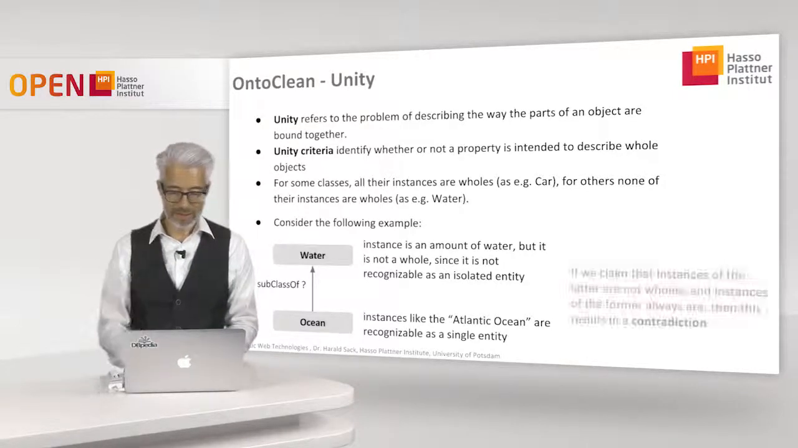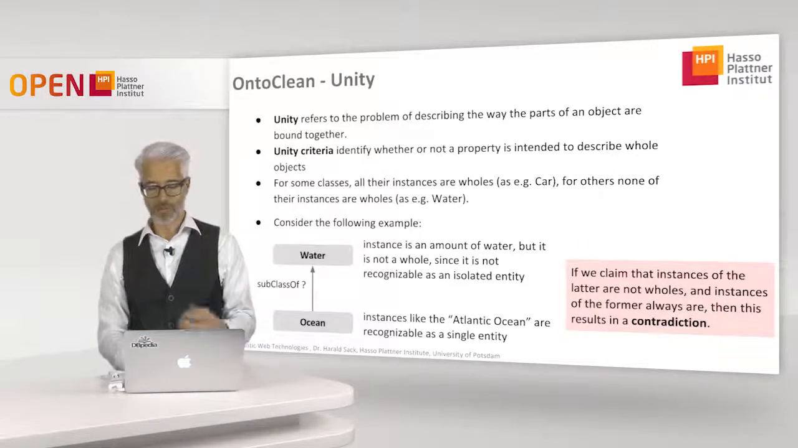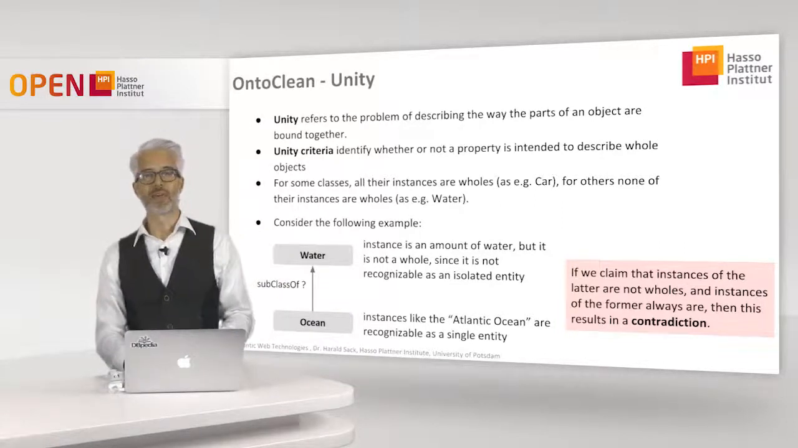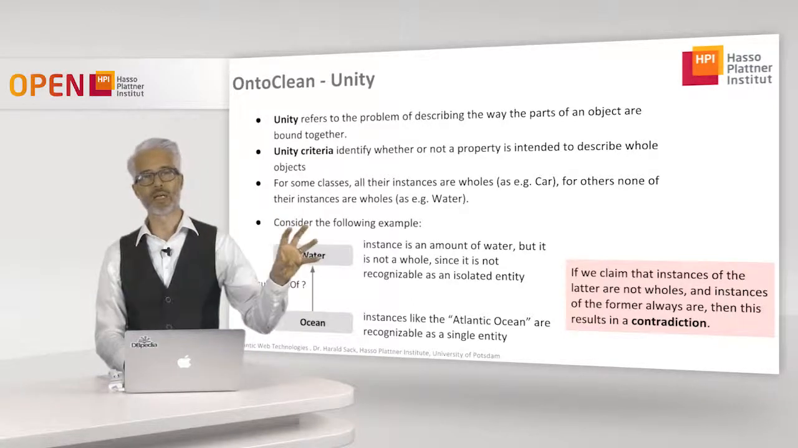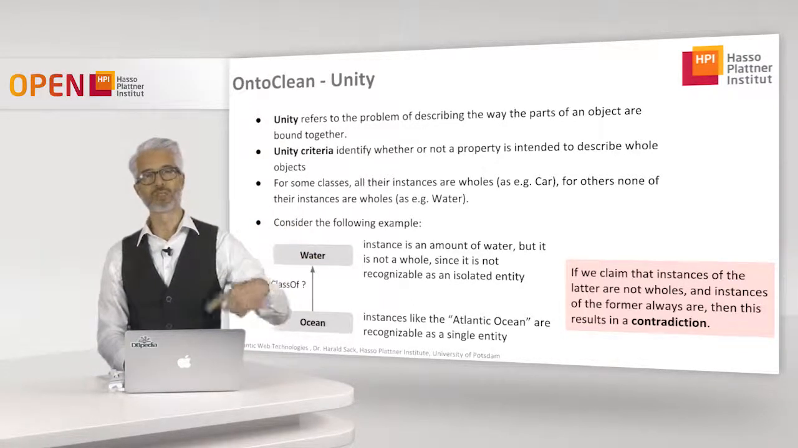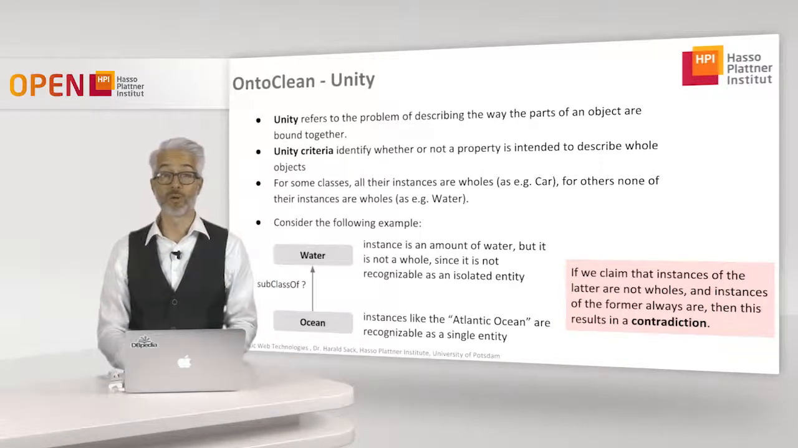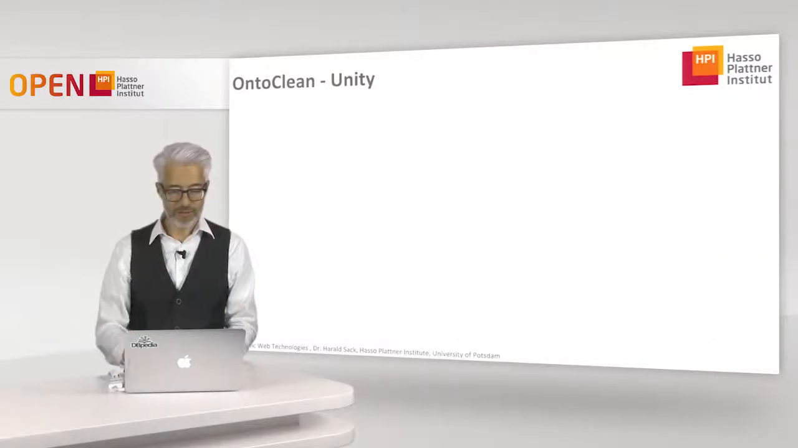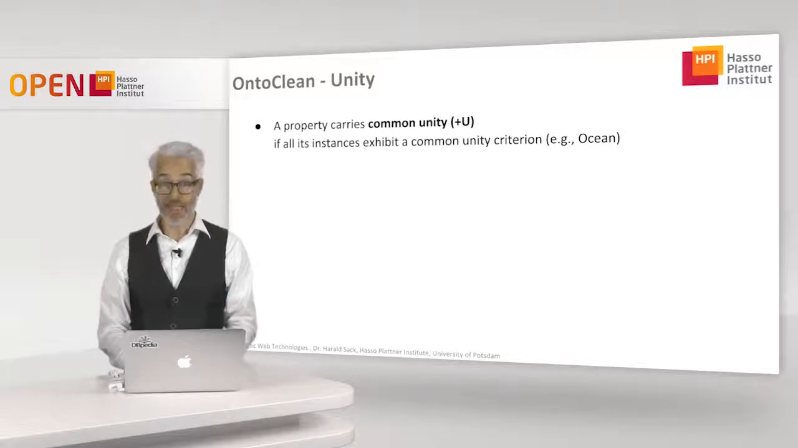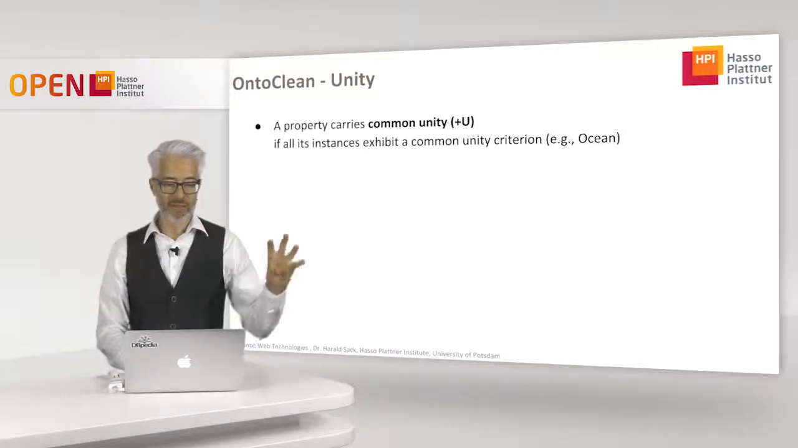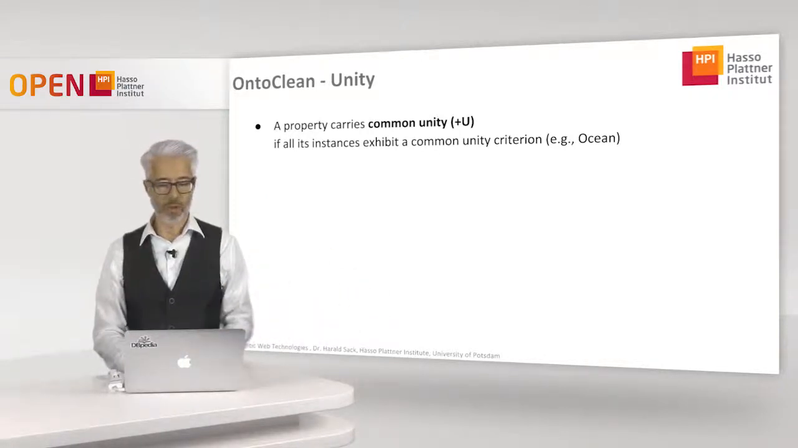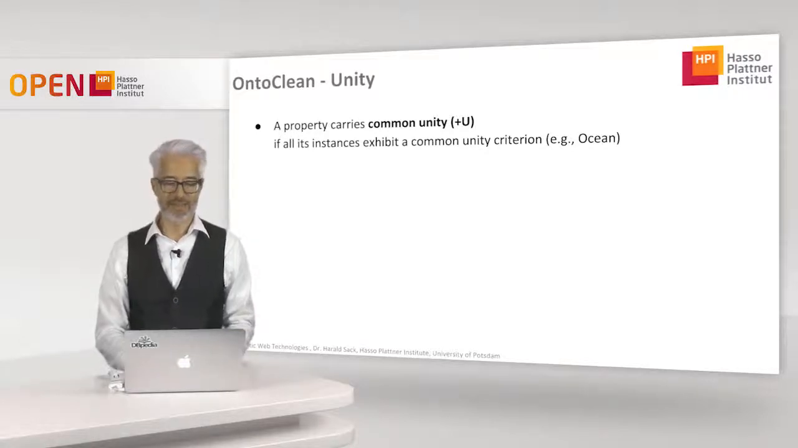So the point here again is if we claim that the instances of water are not whole instances and the instances of ocean are whole instances, then this results in a contradiction if we try to model it the way that we say ocean is a subclass of water. And of course we want to avoid that. So to detect modeling deficiencies like that, we should annotate our classes again. If a property carries a common unity criterion, I annotate it with +U. This is if all of its instances exhibit a common unity criterion, like for example ocean.